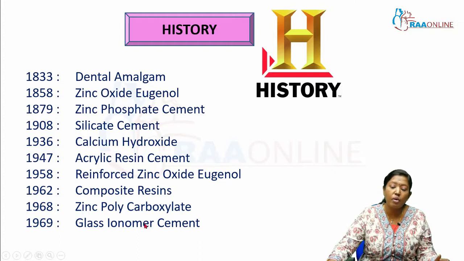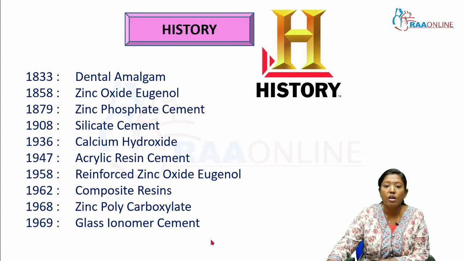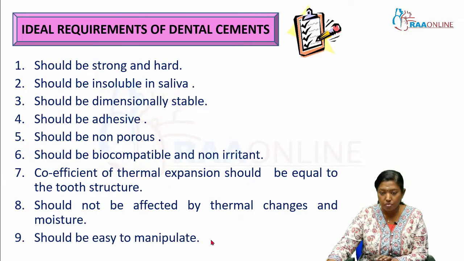In 1968, by Wilson and Kent, GIC was introduced. This also has a chemical adhesion to the tooth structure. And GIC also has an anti-cariogenic property because of its release of fluoride.